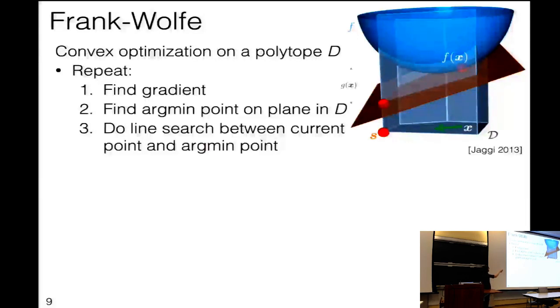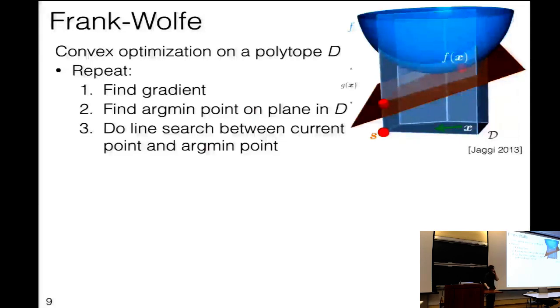Whatever point we're at right now, like maybe this point, let's go up to f and find the gradient of f. So that's going to be some hyperplane, like this brown hyperplane over here. Now over that hyperplane, let's find the minimizing point in D. So we're kind of using this as an approximation to our function. Because we're minimizing a hyperplane over a polytope, that's got to be a vertex. And then finally, we do a line search between our current point and that minimizing vertex.